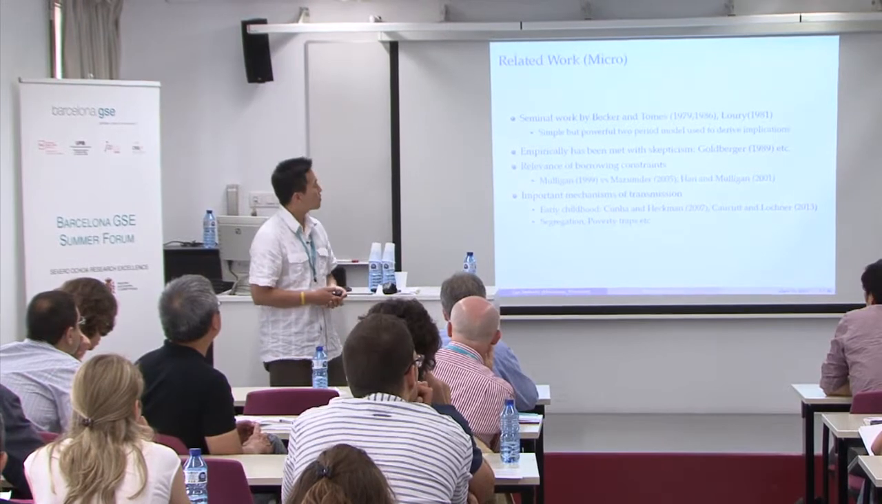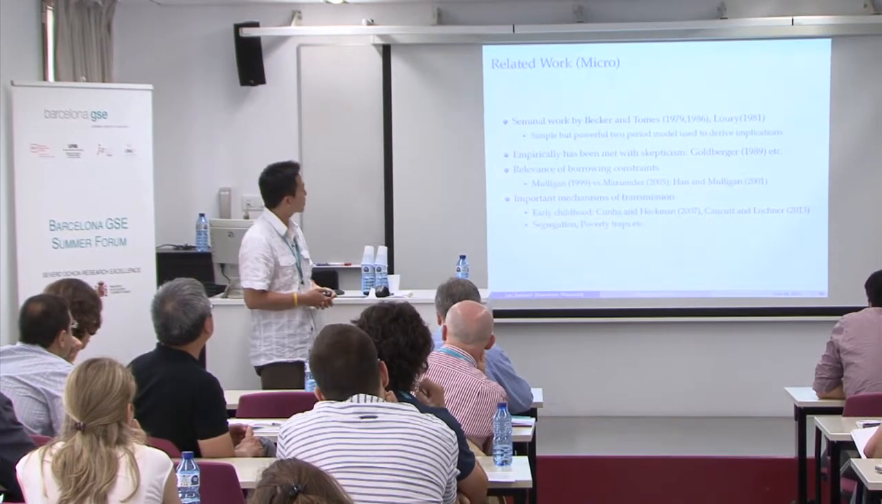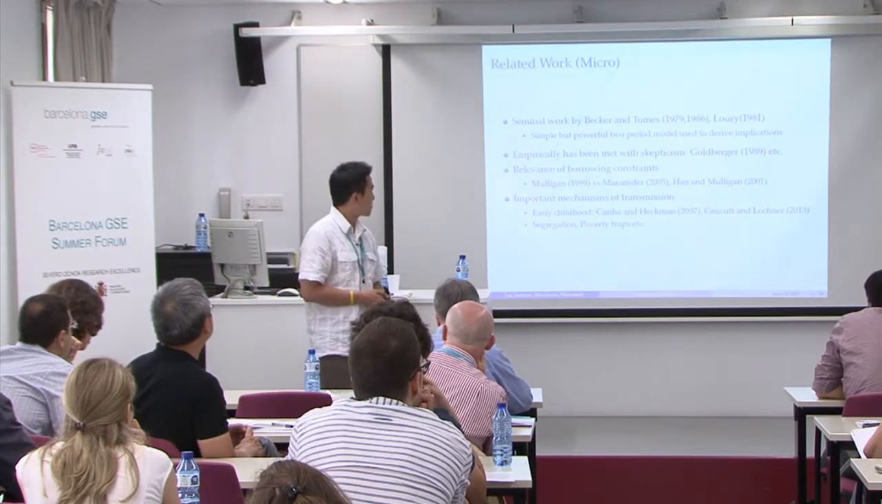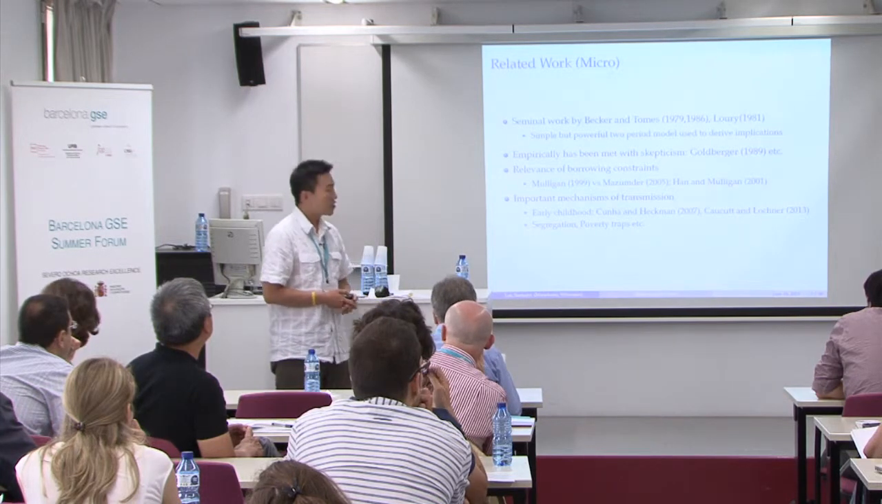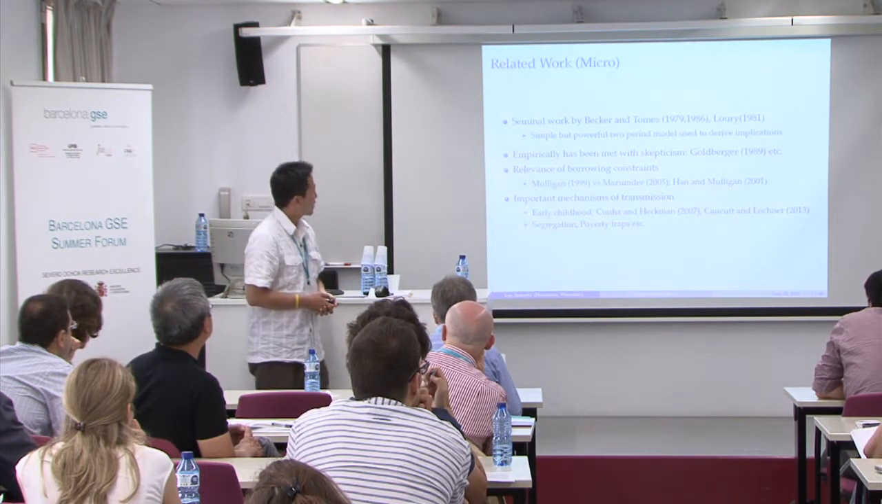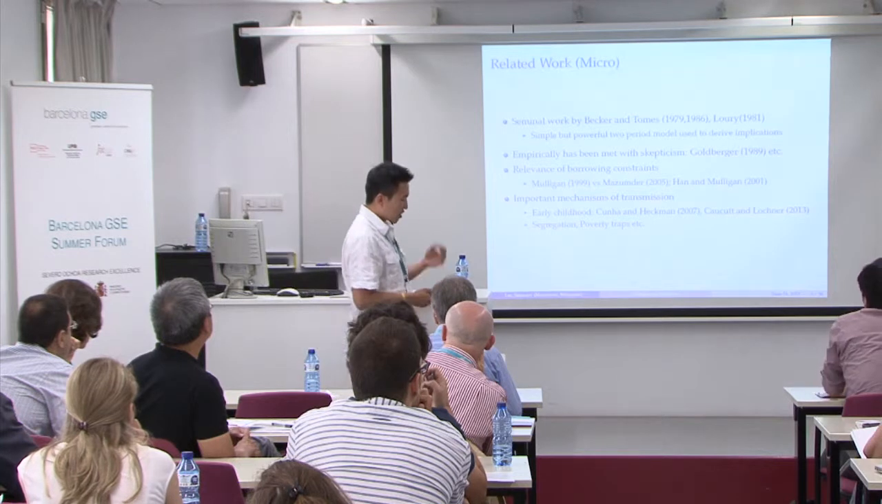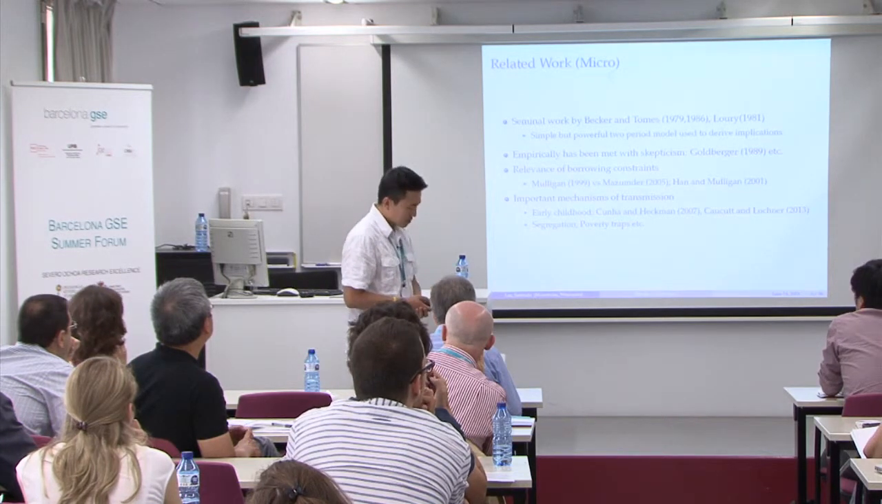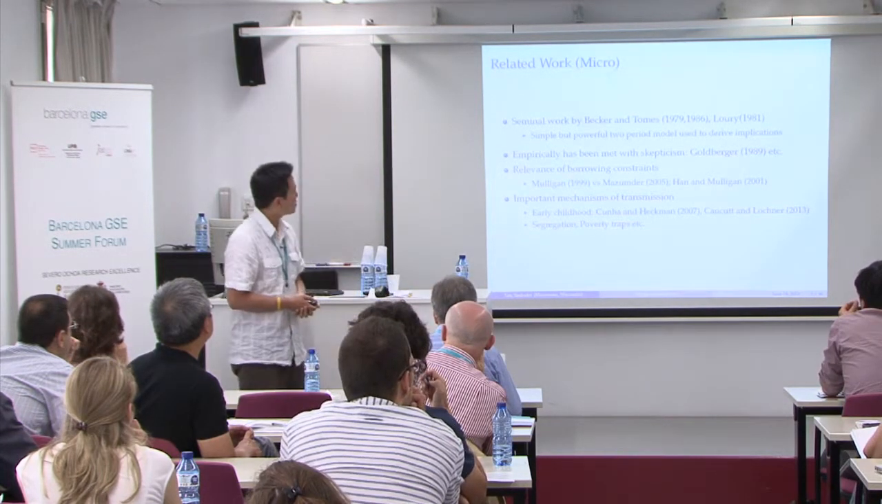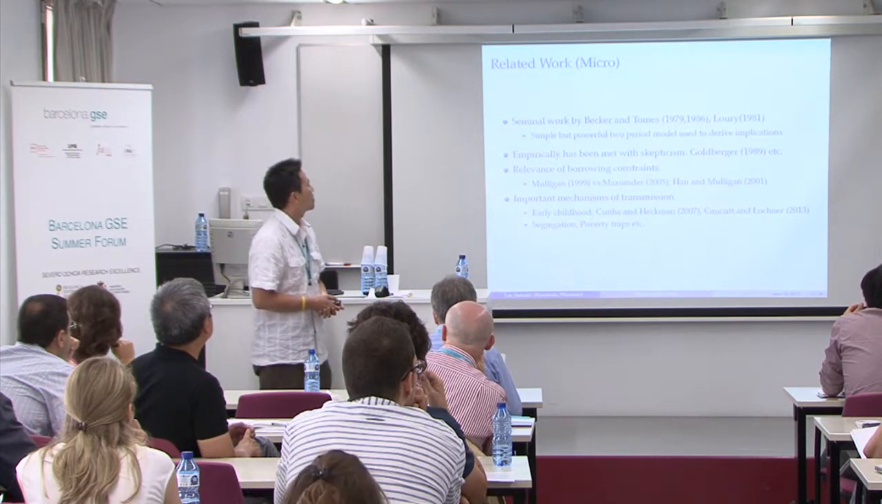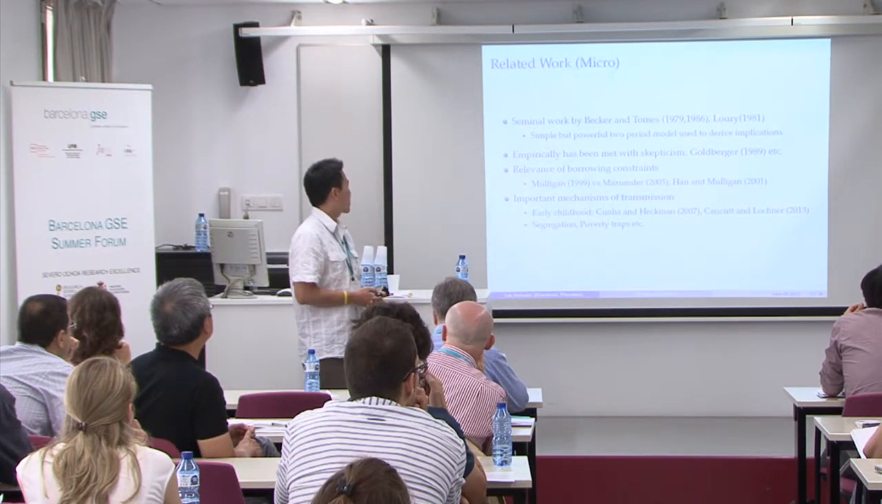So a lot of papers that study intergenerational persistence take this seminal paper by Becker and Tomes. It's a very simple two-period OLG model. But they don't really address a long-standing empirical criticism that people have been making against this model, starting from Goldberger back in the mid-'80s and more recently by Mulligan and others.